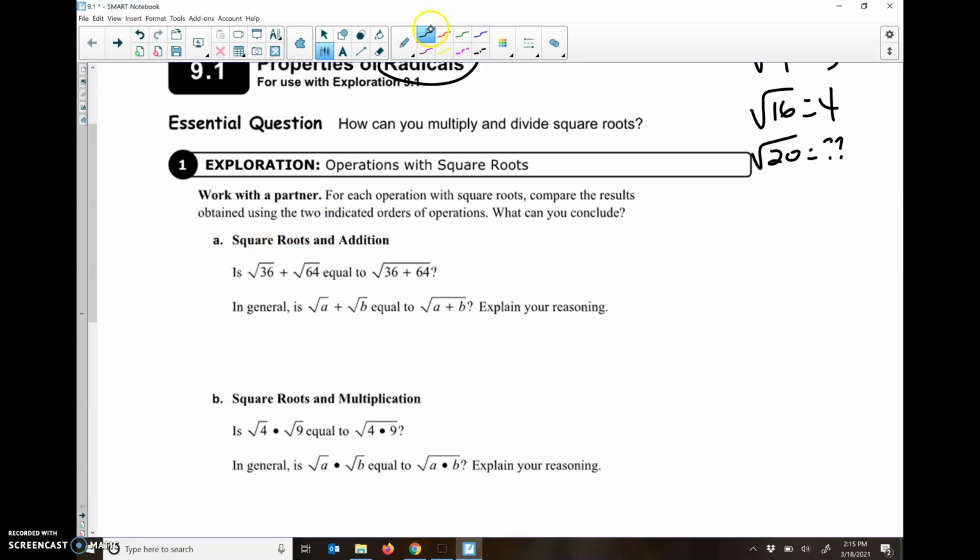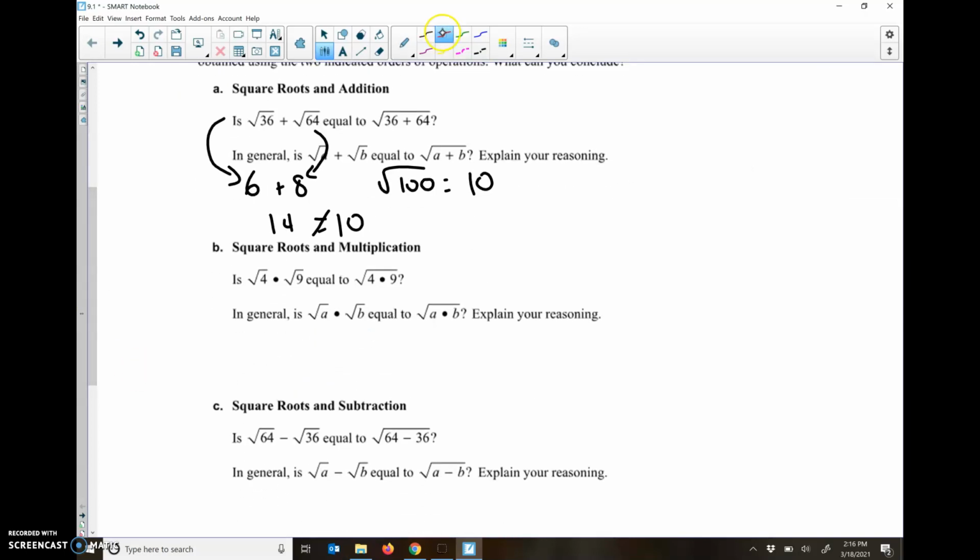So what happens if we add square roots? Are they the same? If we add the square root of 36 plus the square root of 64, is that the same thing as the square root of 36 plus 64? Square root of 36 is 6, square root of 64 is 8, and 6 plus 8 is 14. Okay, makes sense. 36 plus 64 is 100, and the square root of 100 is 10. So I get 10 and 14. Those are not the same. So addition doesn't really work for adding square roots.